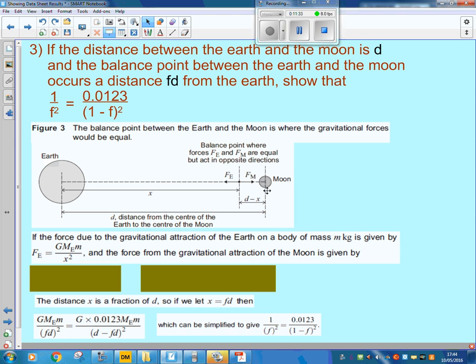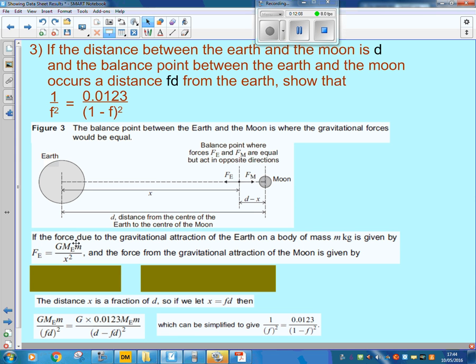So the balance point is where the forces are equal. So you imagine you've got a spaceship that's moving from the Earth to the moon, and it gets to a position where it's a lot nearer to the moon, but the force that the Earth is applying on the spaceship is equal and opposite to the force the moon is applying. We're assuming that this occurs a distance x from the Earth, and so if the distance between the Earth and the moon is d, then that means if this is x and that's d, this little part is d minus x.